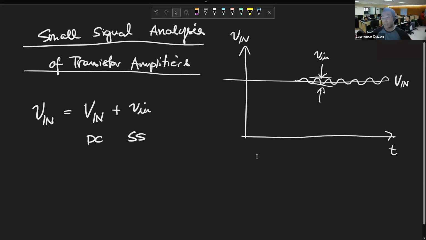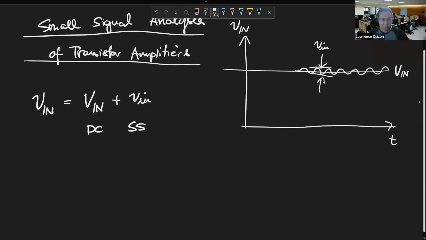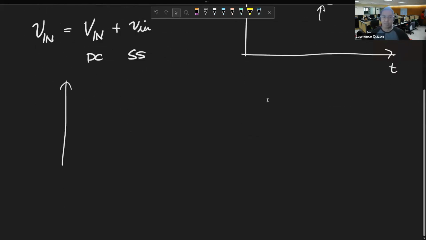Why are we interested in small signals? Well, small signals, because they're small, are candidates for amplification, no? And this is how we analyze amplifiers, no?